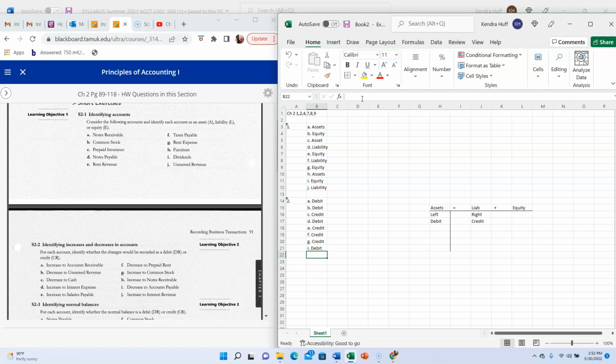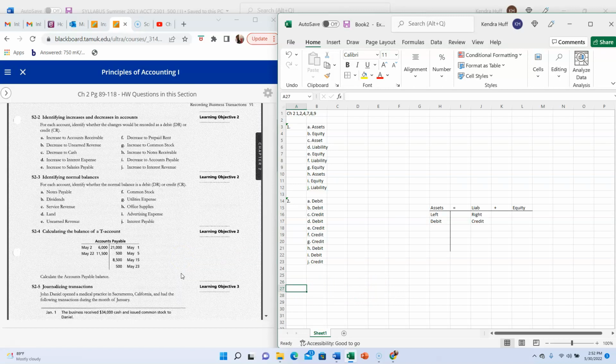Decrease to accounts payable. I think I'm off somewhere. FGH. This should be H. Now I decrease to accounts payable. Accounts payable is a liability. It's decreasing, so it's going to be the opposite. It's going to be a debit. And J, increase to interest revenue. Revenue increases equity. Equity is increased with a credit. And that's it for number 2.